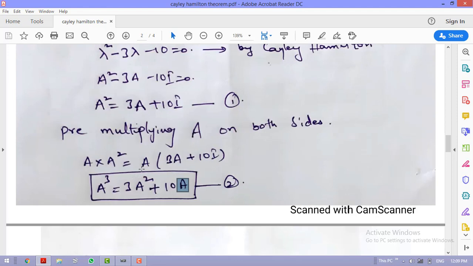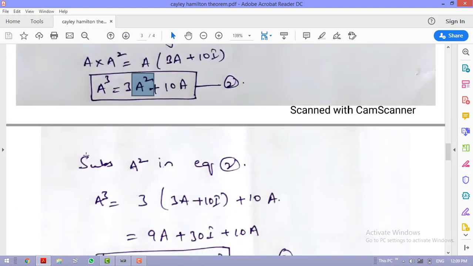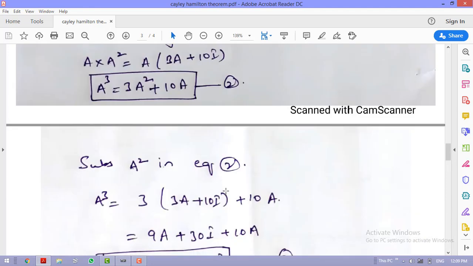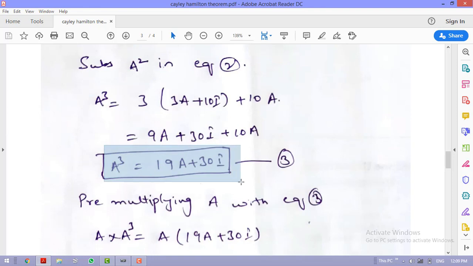And after this, if you want to simplify, then you just have to replace A square. Means you have to substitute the value of A square from equation 1 in equation 2. So what I did over here, substituting A square in equation 2, A cube is equal to 3 into 3A plus 10I, which is the value of A square, plus 10A as it is in equation 2. After simplifying this, I got this particular value. Then I represent that as equation 3.